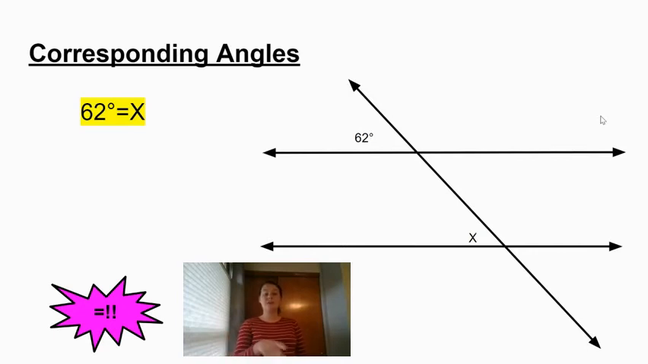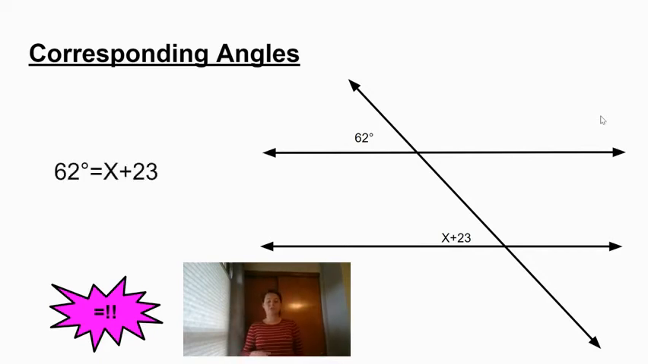So think about it. If you know that they're equal to each other, picture that equal sign. You know they equal each other, okay? Now, 62 and x plus 23. What is the first step we're going to do? Set them equal to each other. So 62 degrees equals x plus 23.